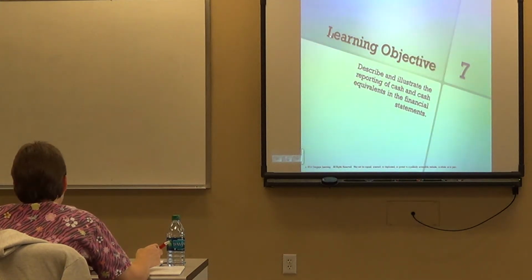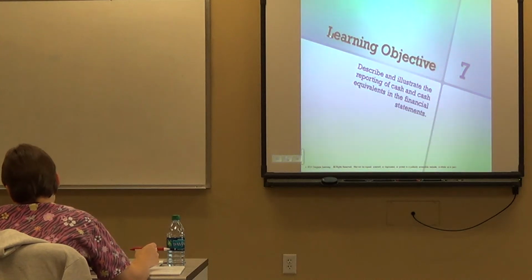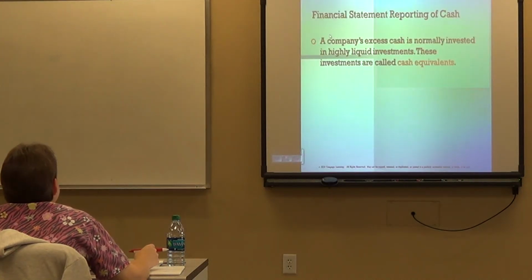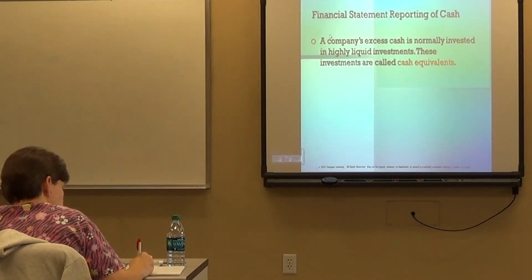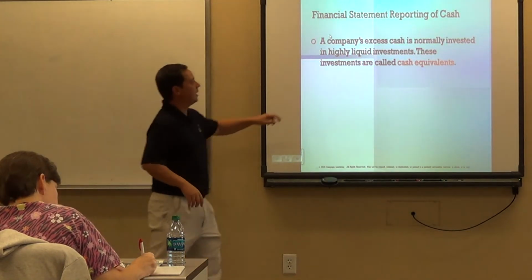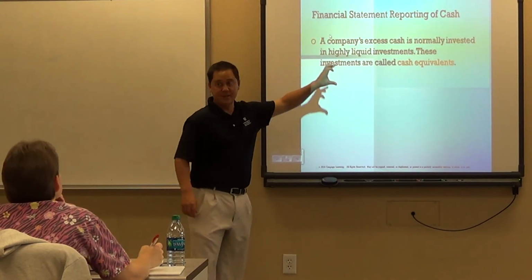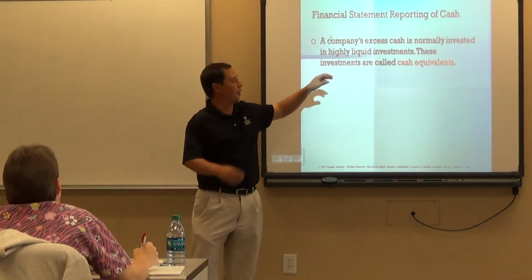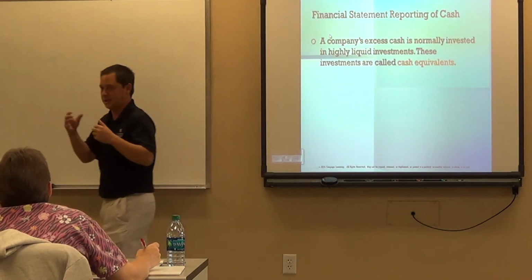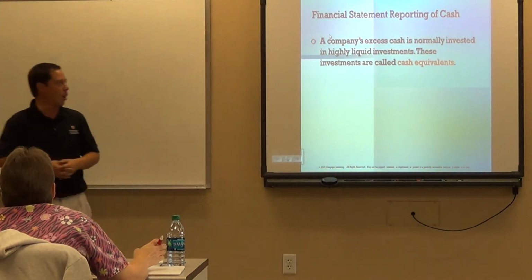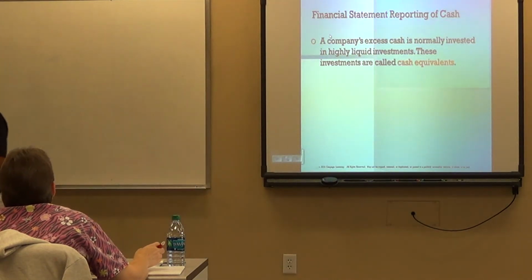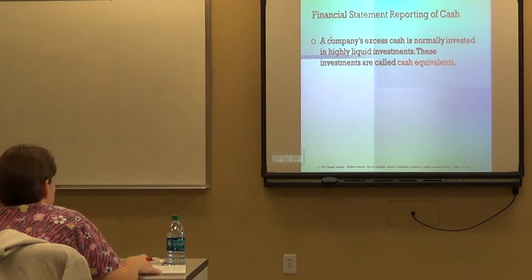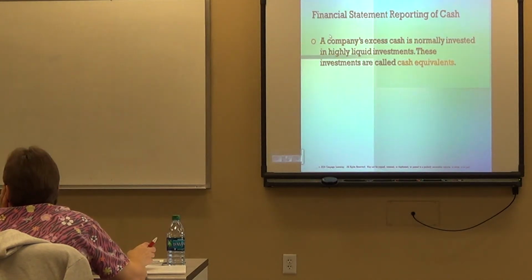So one last thing we want to take a look at is describe and illustrate the reporting of cash and cash equivalents in the financial statement. So we'll take a look at a couple slides here. A company's excess cash is normally invested in highly liquid investments. What they mean by that is something that can be turned into cash quickly. So you may not put it into a 10-year bond or a 10-year note or something like that. You'll put it in something that you can turn into cash pretty quickly. Why? Because we may want to pay our bills with it, we may have an opportunity of expansion for it, but we want to be able to have that cash so we're able to do what we need to do when things come up.